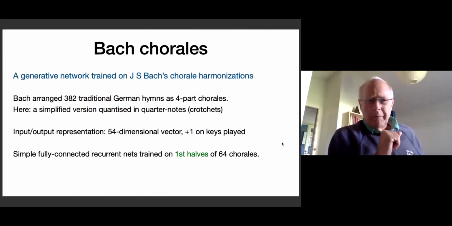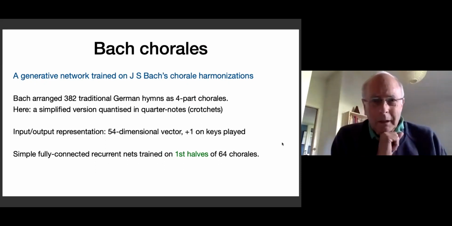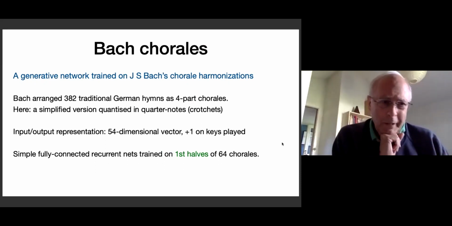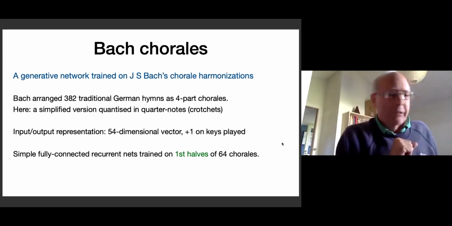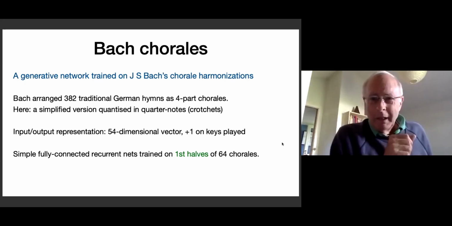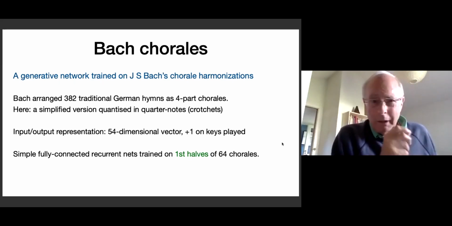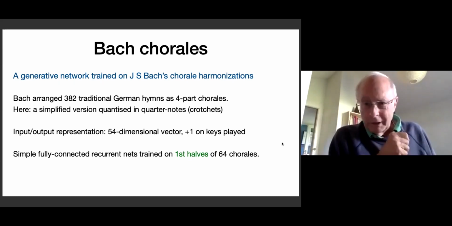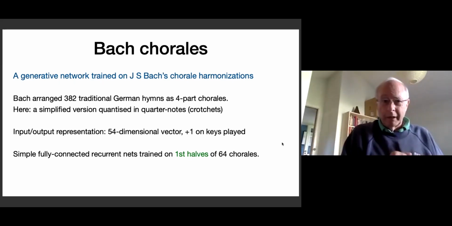Okay, so we've applied this to a music problem. Johann Sebastian Bach arranged 382 traditional German hymns as four-part chorales. Here I'm taking these in a simplified version, quantized into quarter notes, or if you're English, crotchets. We got the data from Joshua Bengio.